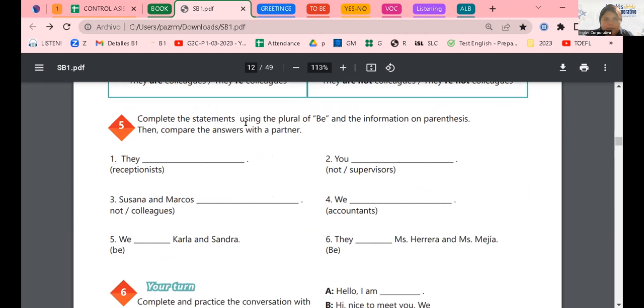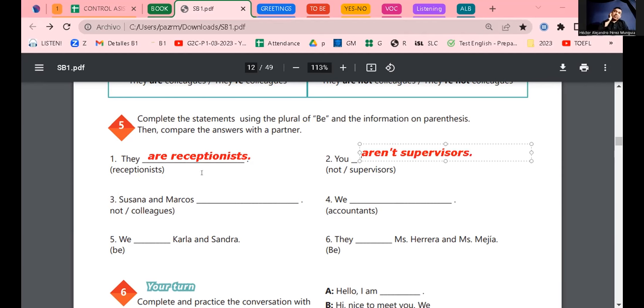Exercise number 5. Complete the statement using the plural of we and the information in parentheses. Then compare the answers with a partner. We are a reception. Okay, it's plural. You have a plural. They are receptionists. You are not supervisor. I'm going to use a contraction. So this is just for you to get familiar with the contraction.